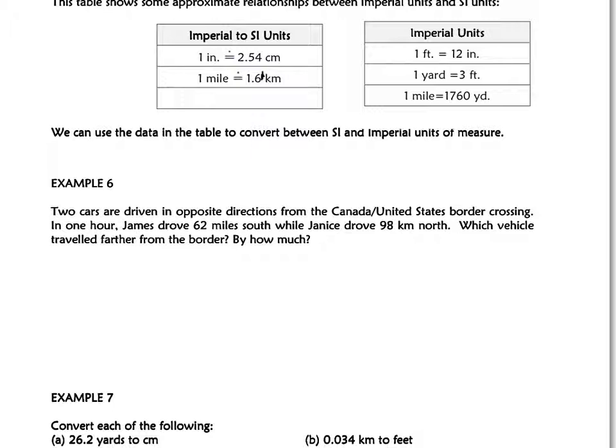So for the first example, we have 2 cars driven in opposite directions from the Canada-United States border crossing. In 1 hour, James drives 62 miles south, while Janice drives 98 kilometers north. Which vehicle traveled farther from the border and by how much? The problem is that right now they're both in different units. One is in imperial measure and the other is in metric measure. So the first thing we should do to answer the question is to convert them both to the same measurement system.